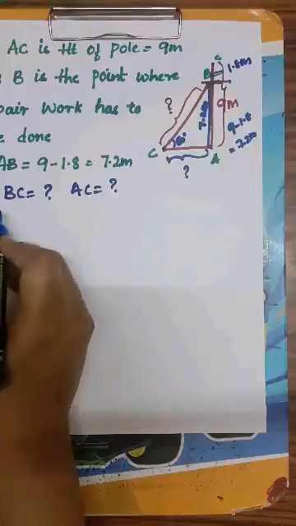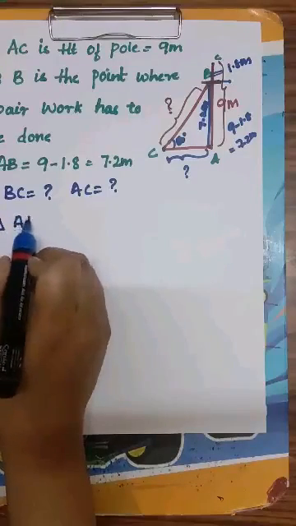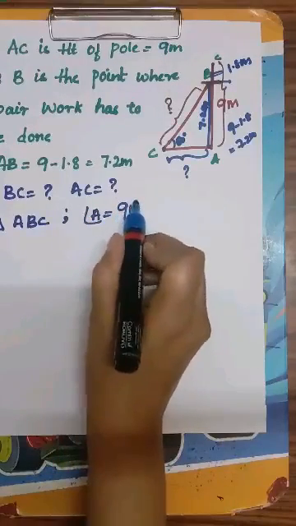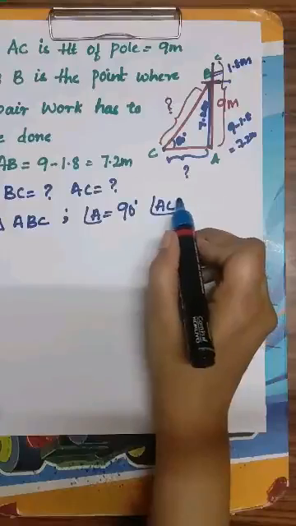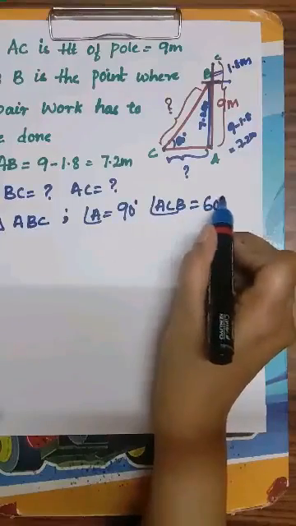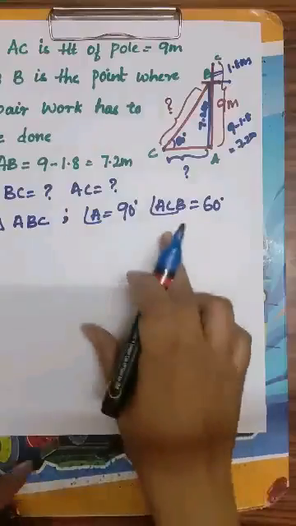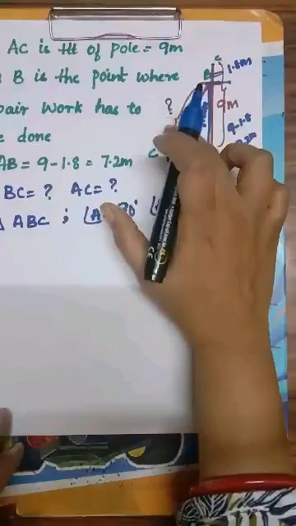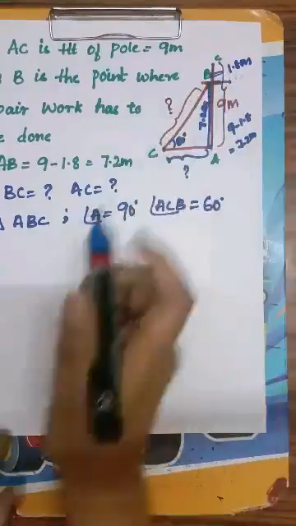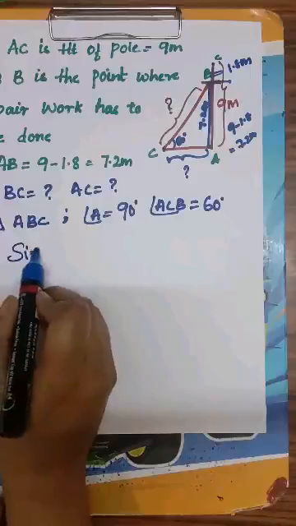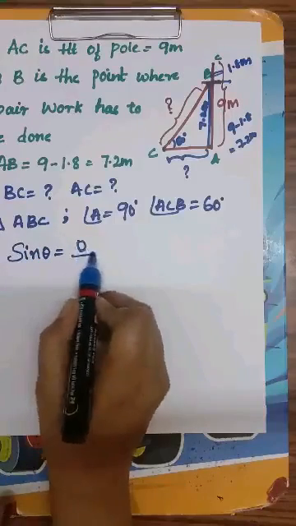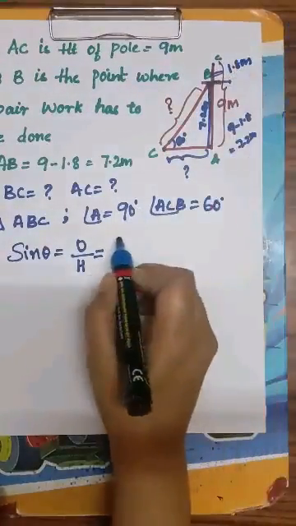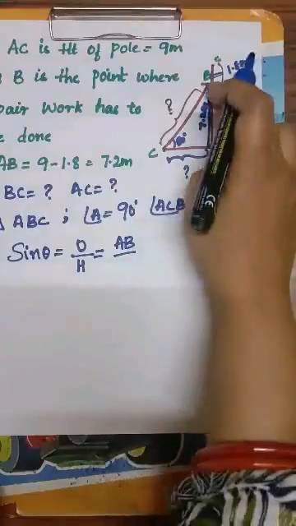Now consider triangle ABC, angle A is equal to 90 degrees and angle ACB is equal to 60 degrees. Angle ACB is equal to 60 degrees. First we are going to find the length of the ladder. Ladder is the hypotenuse. Whenever the hypotenuse is there, we are going to use sin theta. Sin theta is equal to O by H, that is opposite to theta, that is AB by H, which is BC.